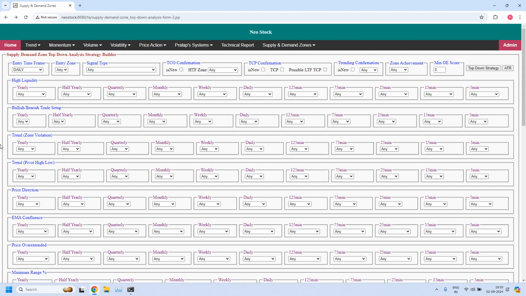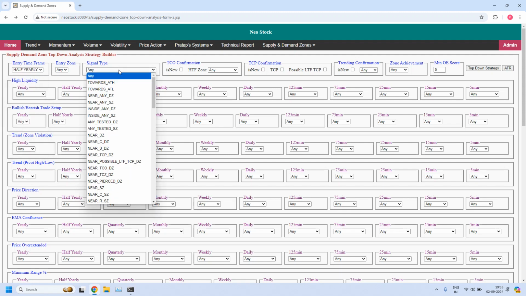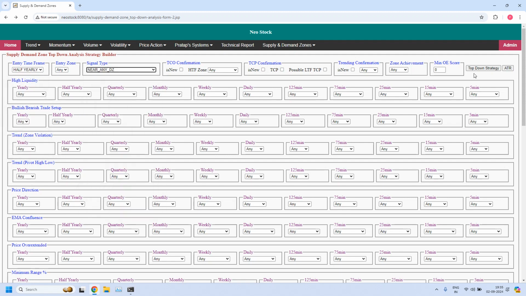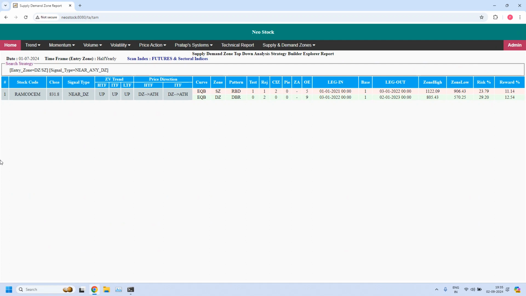In this video, we are going to generate different supply and demand zone reports useful for the premium service subscribers. So the first report is finding the stocks near demand and supply zones starting from half-yearly time frame. Let us find the stocks near half-yearly demand zone. So one stock is filtered near to the half-yearly demand zone.